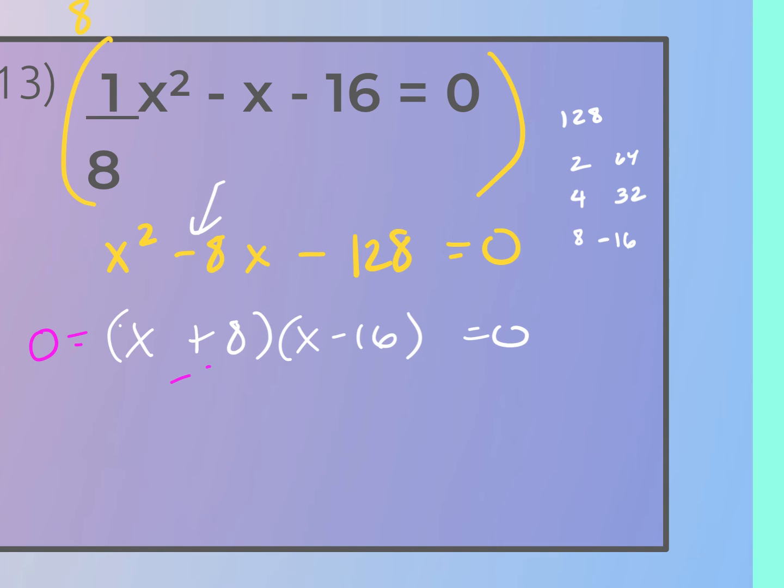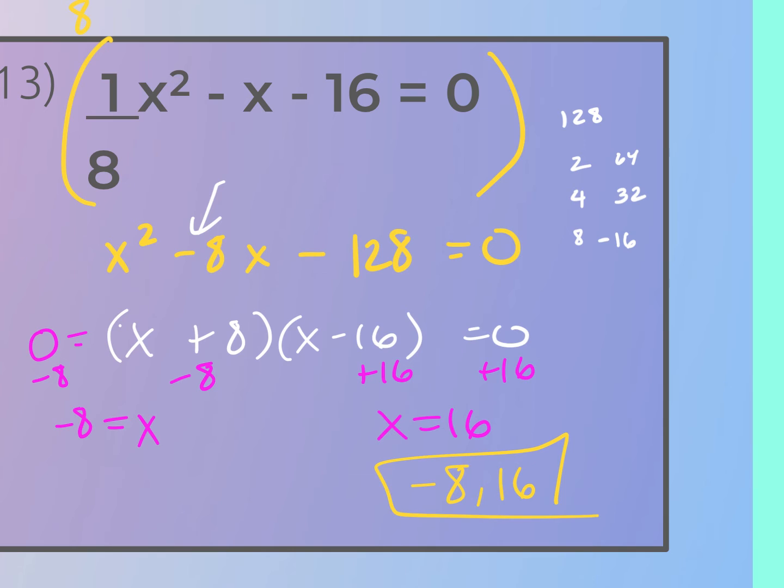All right, subtract the 8. X equals -8, and then add the 16. And if I had just remembered that I had multiplied those together to get that last, it would have been easier too. So -8, positive 16 are my answers.